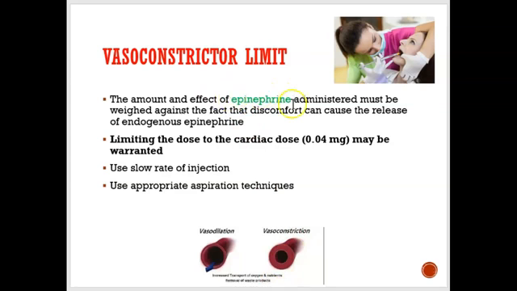And the reason why we like it is because when the blood vessels constrict, the numbness stays in that area for a longer period of time. If we don't put epinephrine, the numbness will just go away quickly. So epinephrine keeps the local anesthetic in that area for a longer period of time.